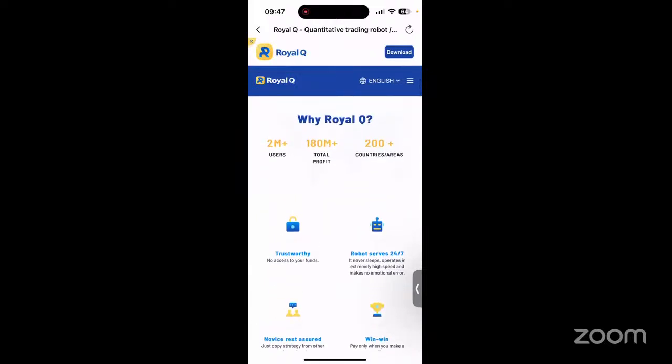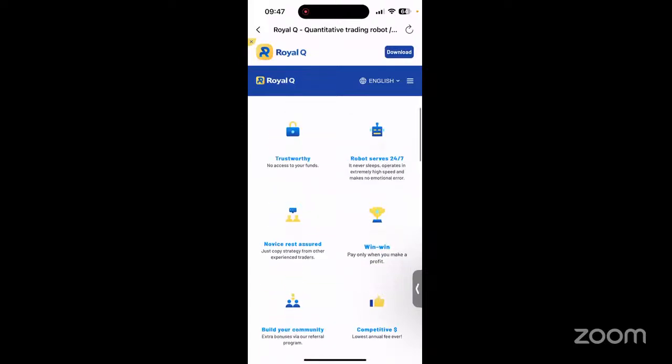We have over 2 million users. We've made a profit of over 180 million USDT. We are in over 200 countries. The app is trustworthy because it has no access to your hard-earned trading capital. The robot serves you 24/7. As you are praying, sleeping, doing your own thing, in bed, enjoying, the robot is also working for you. It never sleeps nor slumbers. It operates at extremely high speed and makes no emotional error.